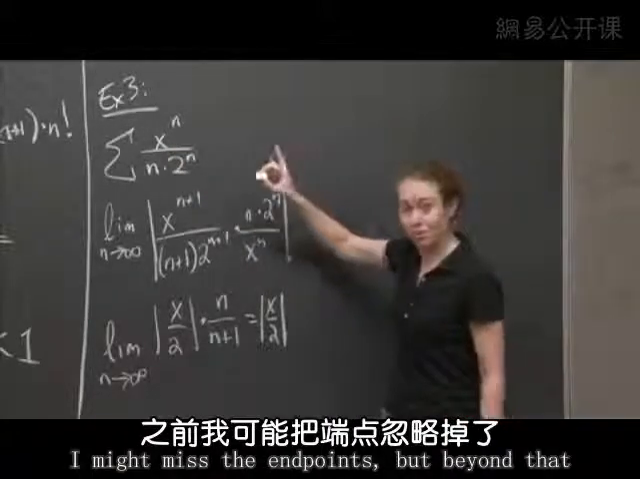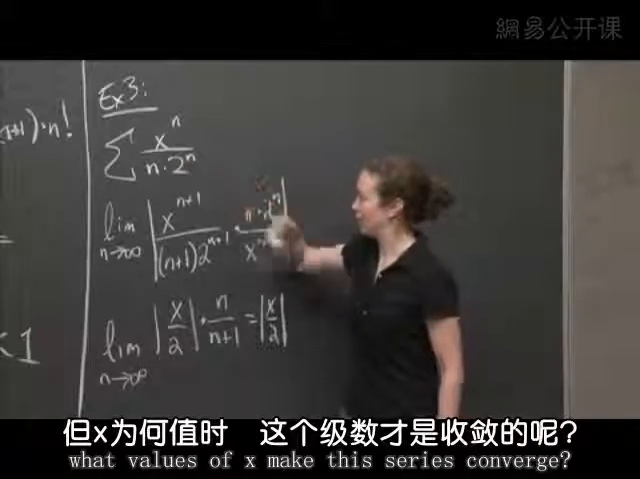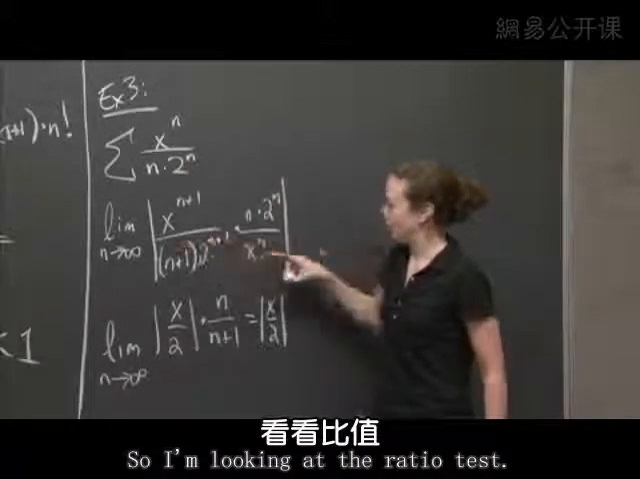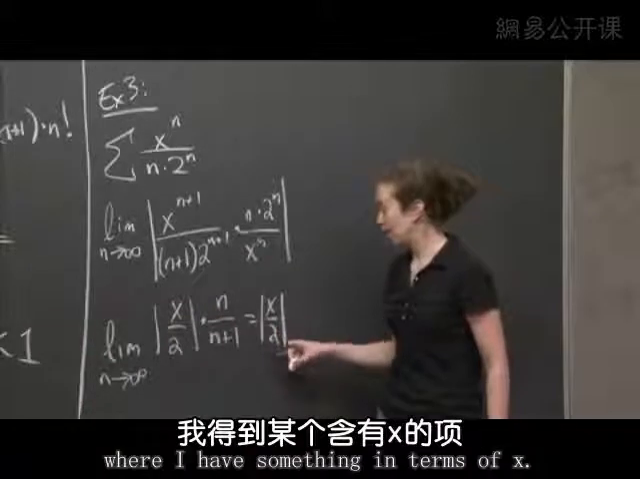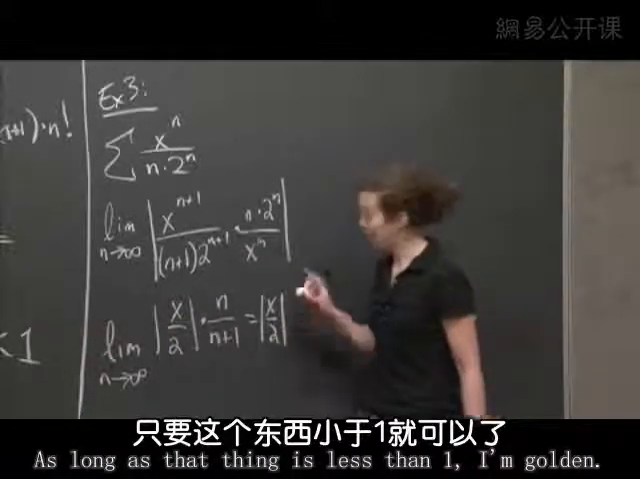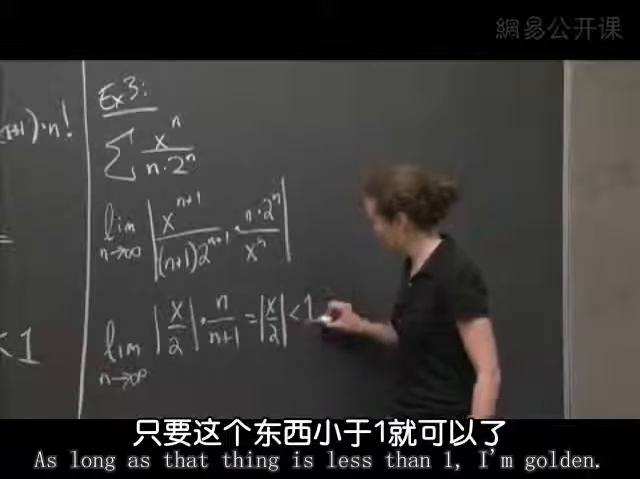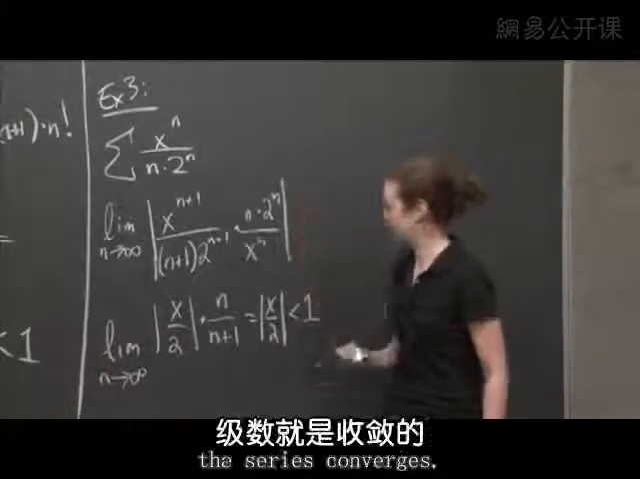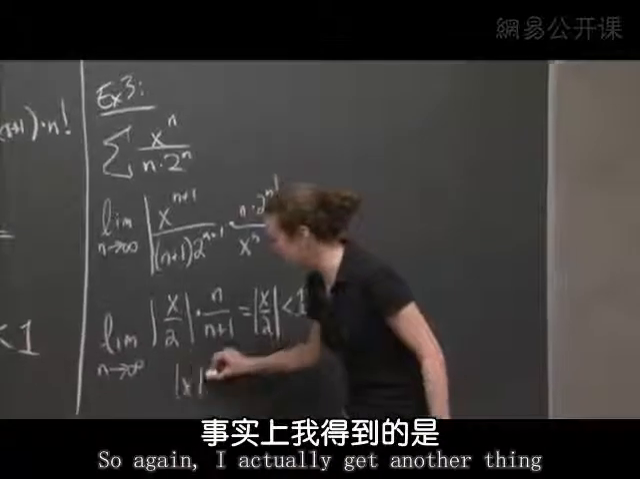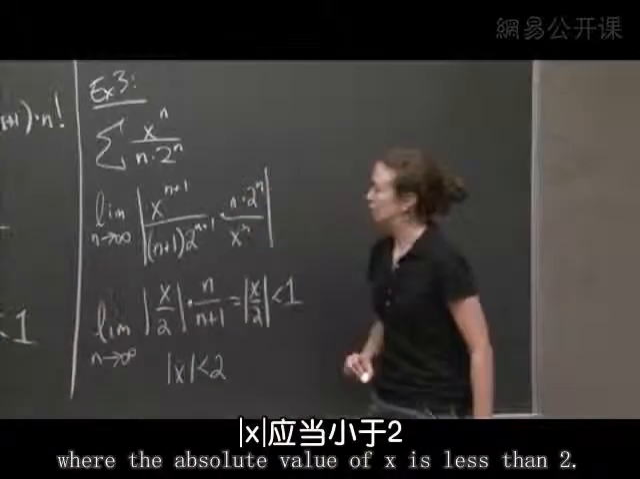I might miss the endpoints, but beyond that, what values of x make this series converge? So I'm looking at the ratio test. I took the ratio test, and I got it all the way to a place where I have something in terms of x. As long as that thing is less than 1, I'm golden, right? As long as that thing is less than 1, the series converges. So again, I actually get another thing where the absolute value of x is less than 2.